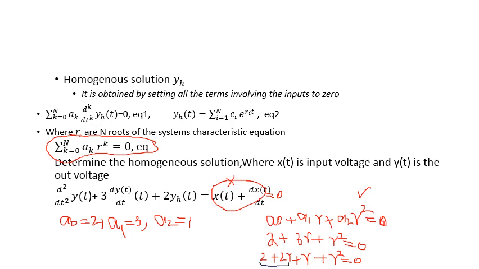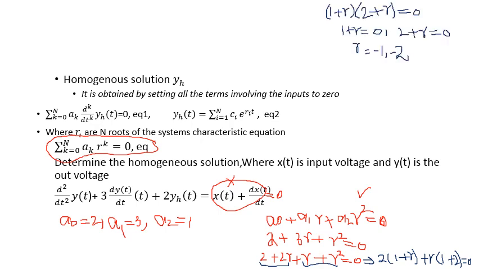You understand, 2 is common here and r is common here, so if I take these common, I'll get 2 times (1 plus r) plus r times (1 plus r), and this equals 0. So solving for r, we get r equals either -1 or -2. So these are the two values that we have found for r.